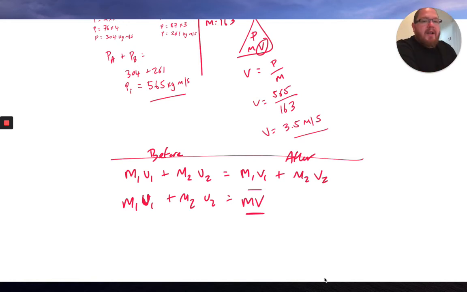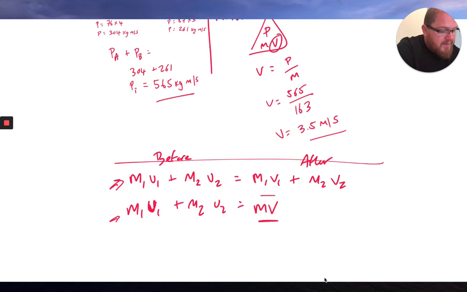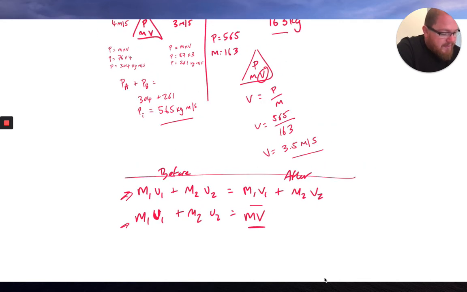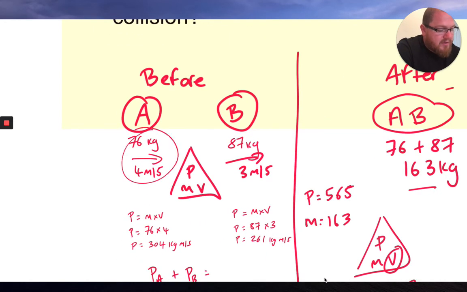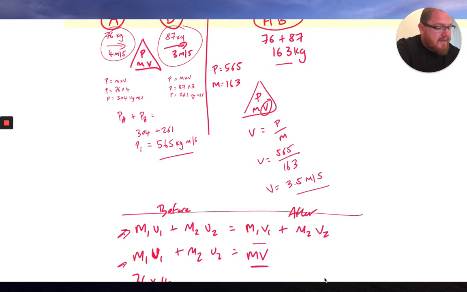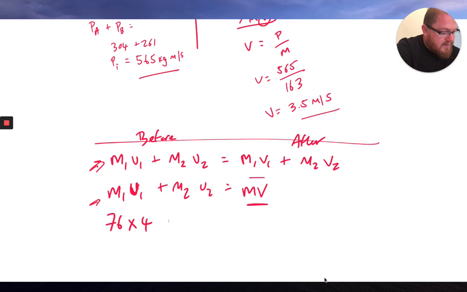So I've got one mass moving off there with one velocity. I'm doing these steps, but you can really avoid that step there. You can go straight to this step. And then I'm just going to plug in the values. So my mass for the first one was 76 times my velocity was 4 meters per second. I'm just getting these values from the original place there. My mass and my velocity for the second was 87 times 3. So plus 87 times 3.